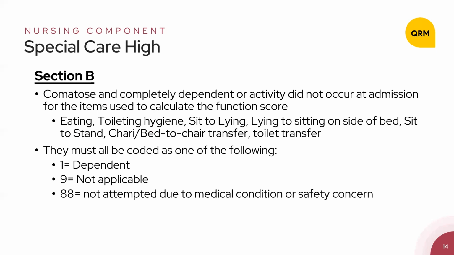So in section B, the only thing that can get us into a special care high in section B is if the resident is coded as being comatose and completely dependent or activity did not occur on admission for those items that we use to calculate the function score. It's those same items, right? Those late loss ADLs. So you've got your eating, your toileting hygiene, sit to lying, lying to sitting on the side of the bed, sit to stand, chair to bed to chair transfer, and then your toilet transfer. They must all be coded as either 1, dependent, 9, not applicable, or 88, not attempted due to medical condition or safety concern.